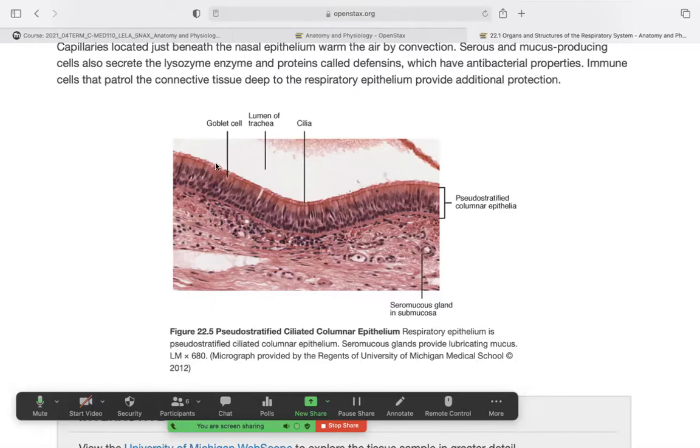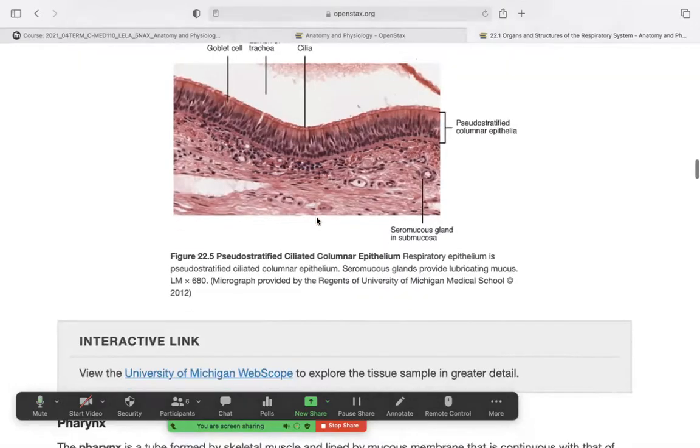And you have these cilia, these little tiny hair-like projections that push all that mucus with all those potential pathogens up the respiratory tract so that you can do what? Spit it out.